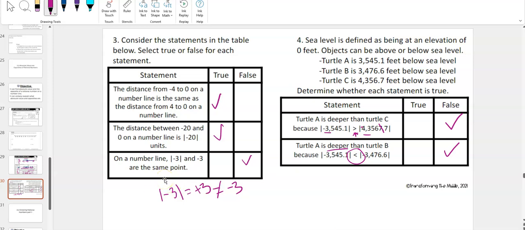Phew. All right. It's a lot of interesting work for absolute value and opposites with fractions and decimals and rational numbers. Go make sure you have your notes filled in all the way with all of your work shown. And if you have any questions, come see me.